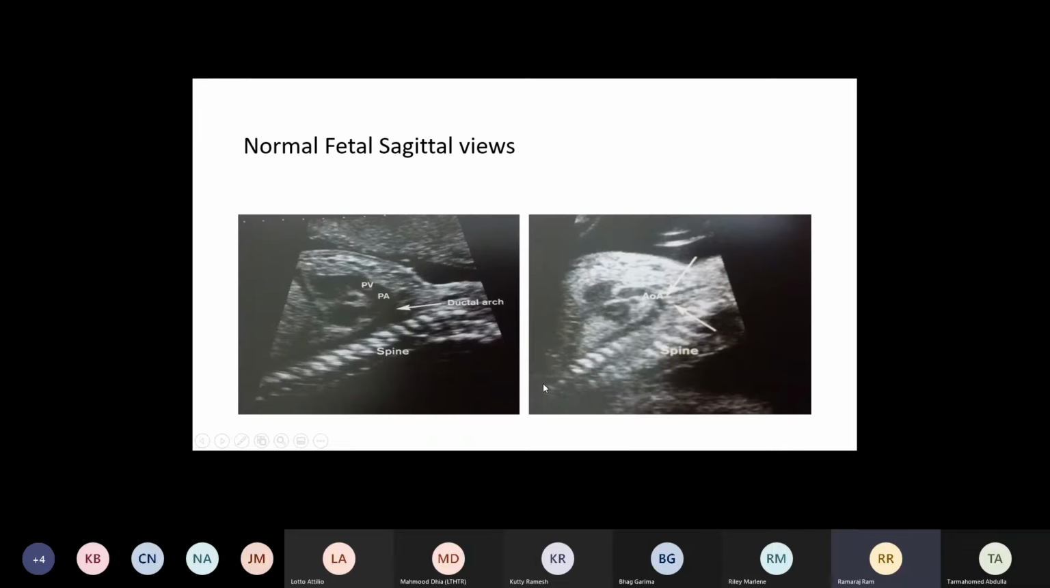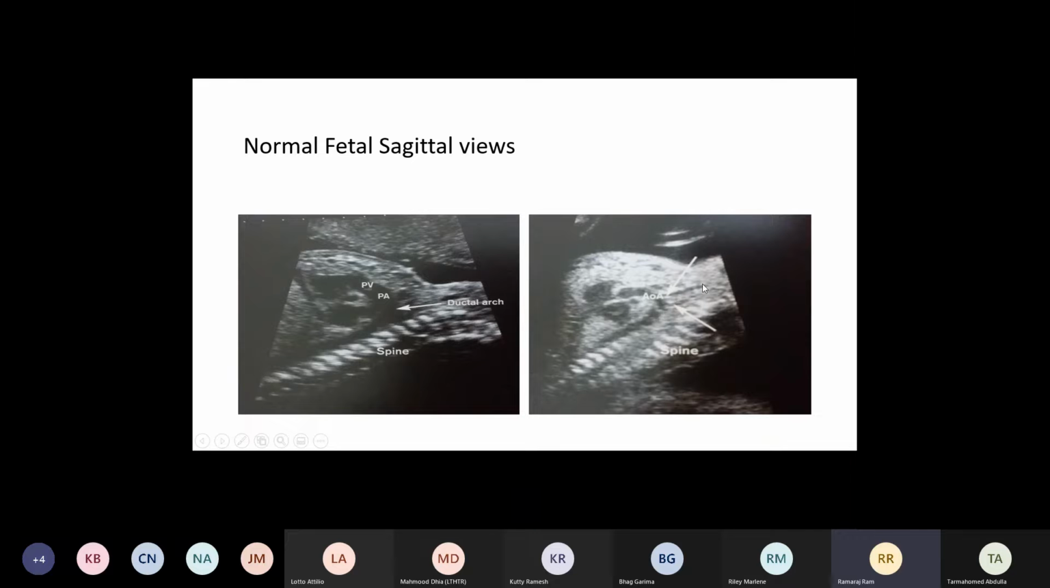So the sagittal view is important in assessing and confirming what you suspect on the three vessel view, particularly arch problems, interrupted arch, or suspicious isthmus narrowing, or if you see a single outflow tract, how is the ductal arch? The ductal arch goes straight posteriorly from the pulmonary valve, often directed to the spine, whereas the true arch is more curvy, with the head and neck vessels coming out of it.